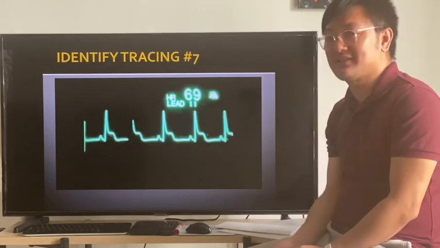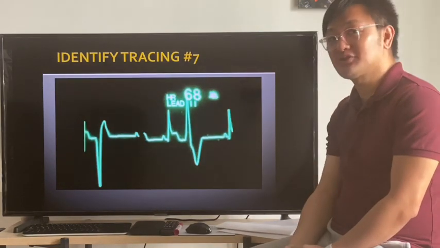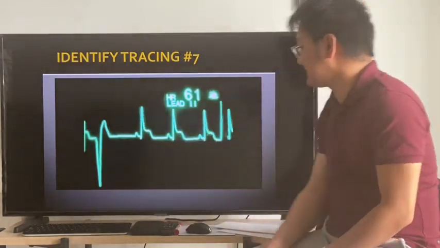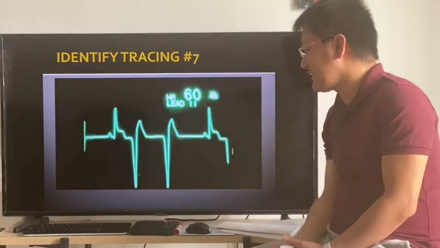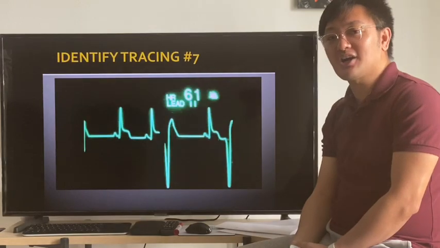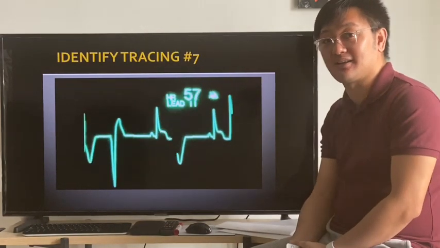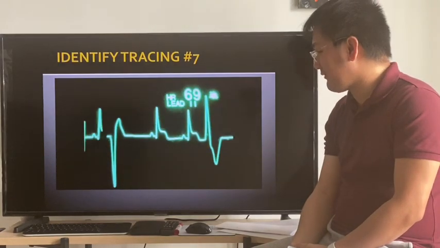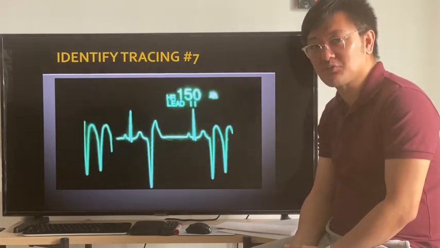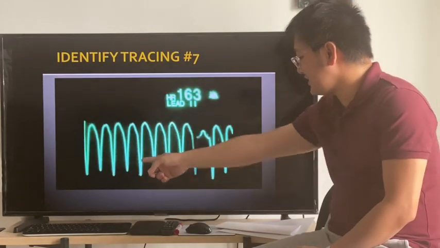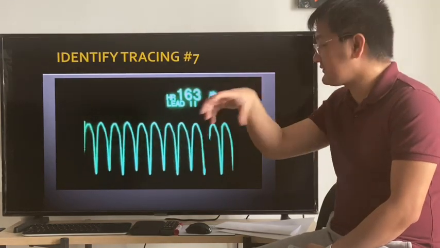Okay, let's identify the tracings here. Oh, what is this? That's your PVC. Another PVC. Another PVC. What did it tell you? If you have 6 or more PVCs in 1 minute, or 2 or more in a row, notify the physician, right? If you just had a few PVCs, you don't do anything, you just check the patient. What would happen after PVCs? You have VTAC. So from PVC, it progresses to ventricular tachycardia.